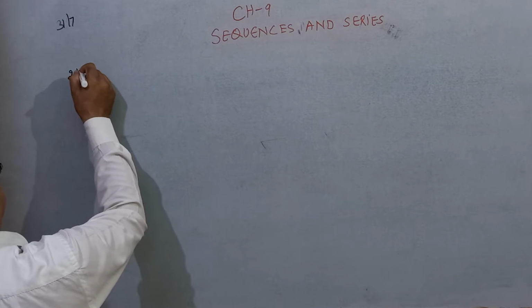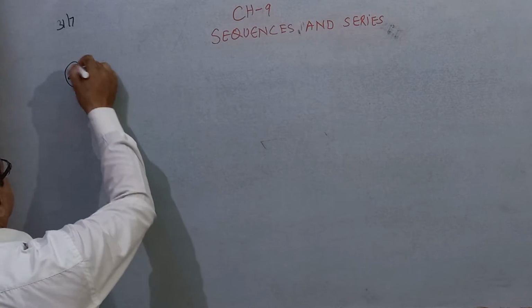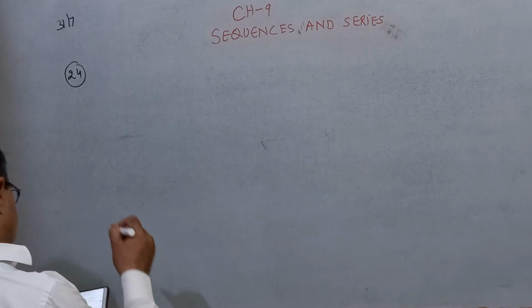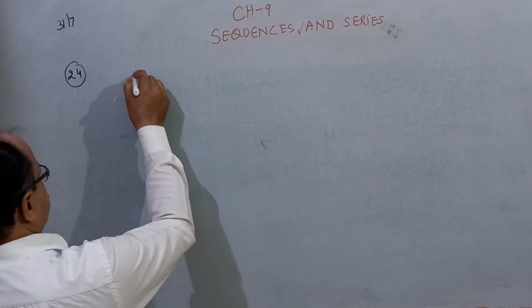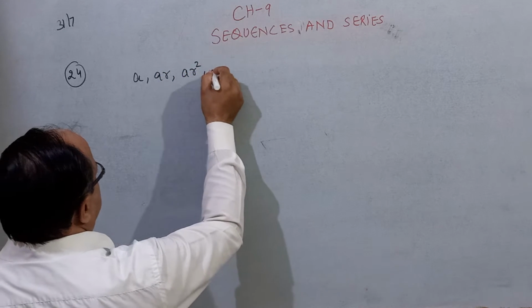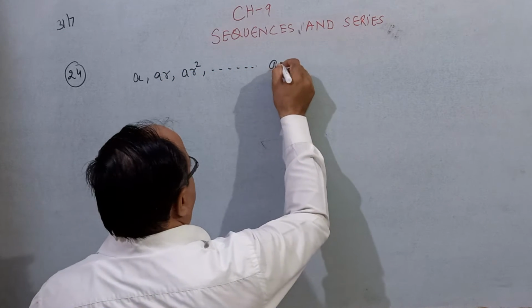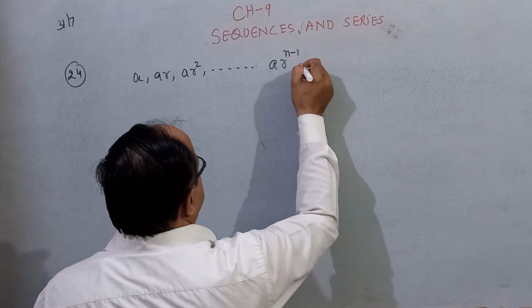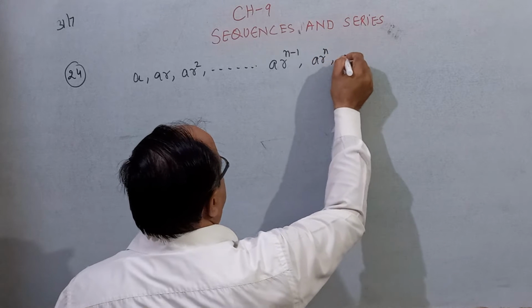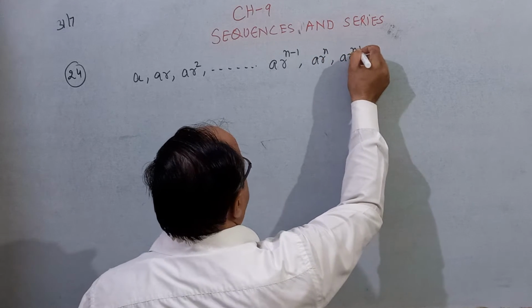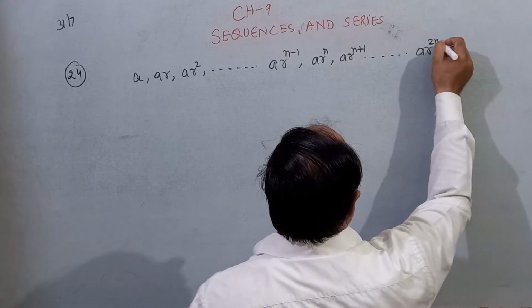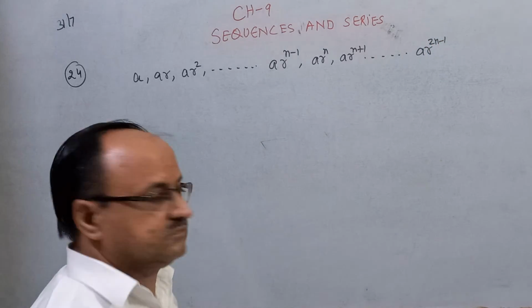Question number 24. Show that the sum of that GP: A, AR, AR square, that is AR to the power n minus 1, and the next term AR to the power n, plus 1, that is AR to the power 2n minus 1. Correct?